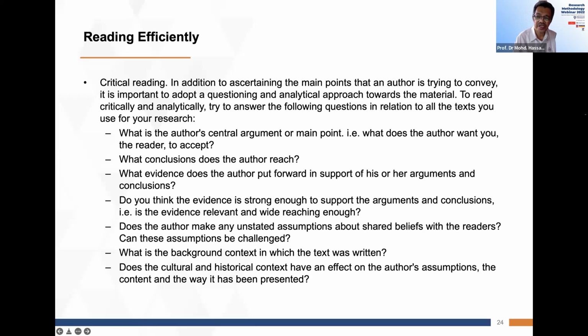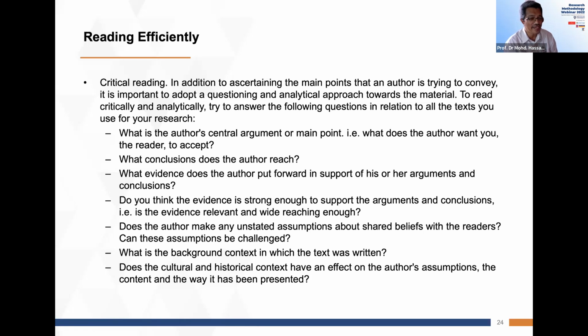Now, let me discuss a bit more. What do you do when you read your articles? I've seen quite a number of good articles being read by PhD students, but they fail to pick up the good points in the articles. So it is important for you to have this critical reading mindset or critical reading skills, where in addition to ascertaining the main point that the author is trying to convey, it is also important for you to adopt a questioning and analytical approach as you read the articles and materials.